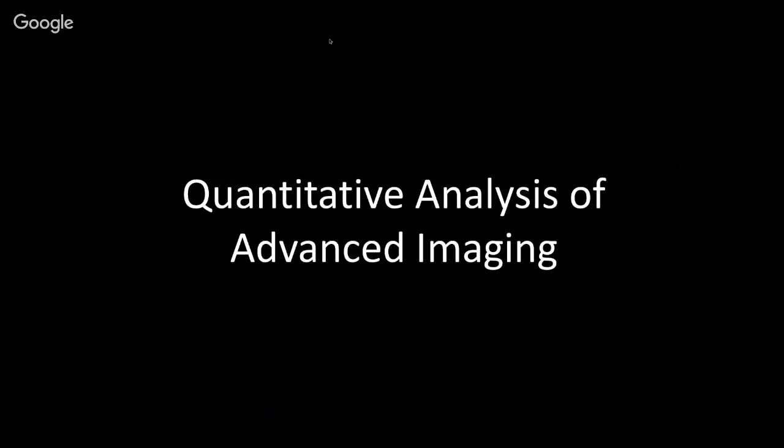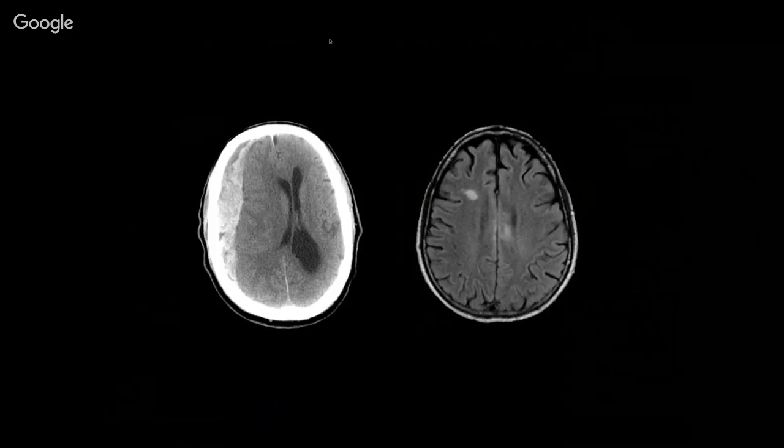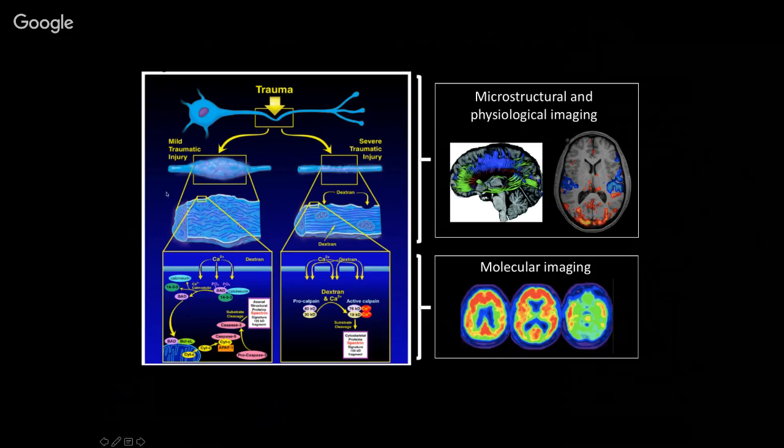Now I want to talk a little bit about quantitative analysis of advanced imaging. Although the current use of medical imaging for traumatic brain injury is largely confined to examples where there are macroscopic, very significant changes occurring within the brain that are visible at the scale of basically the naked eye, where we can actually see these lesions directly, there are a variety of different sequences that have emerged over recent years that allow us to see things on a much more subtle level.